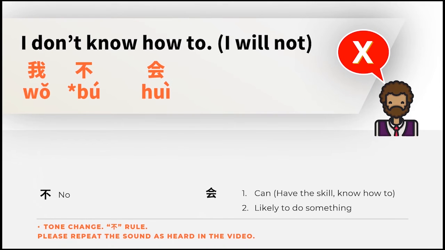I don't know how to, or I will not. 我不会. 我 means I. Please take note there is a tone change for the word 不, followed by 会. 会 means you can or you have the skill or you know how to, or you are likely to do something. 我不会. I don't know how to, or I will not.